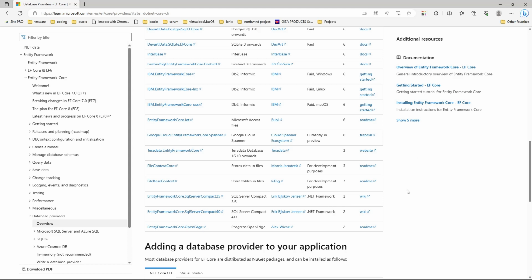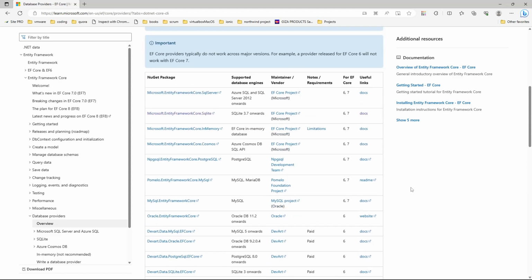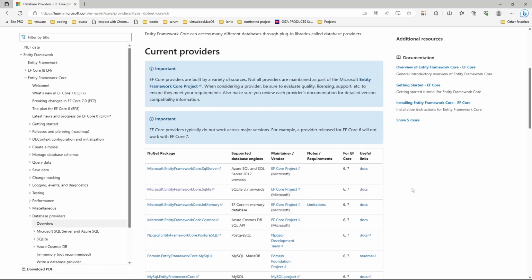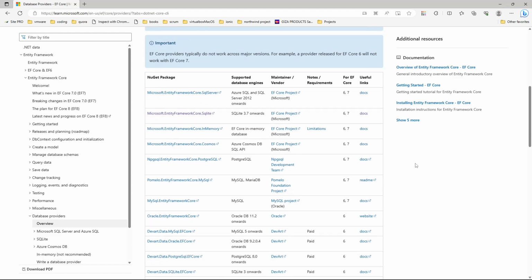Now, if the database you are trying to use is not in this list, most probably there is still an equivalent provider for that database. Just refer, or you can look on the internet for those specific types of providers for those databases that are not supported in this list.